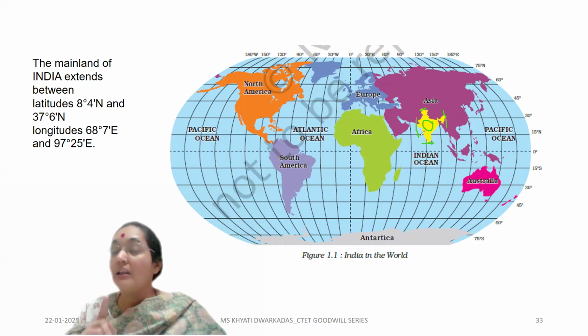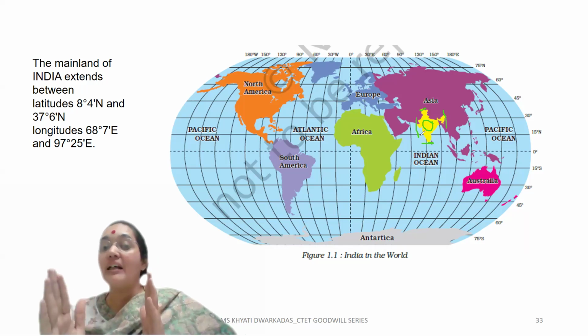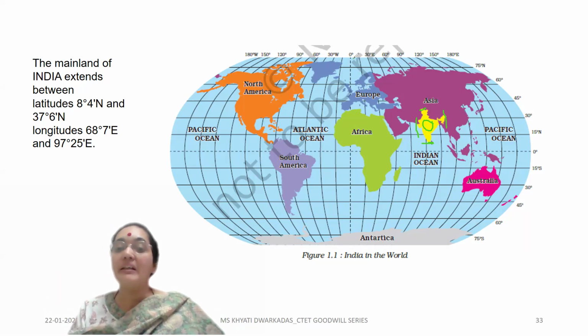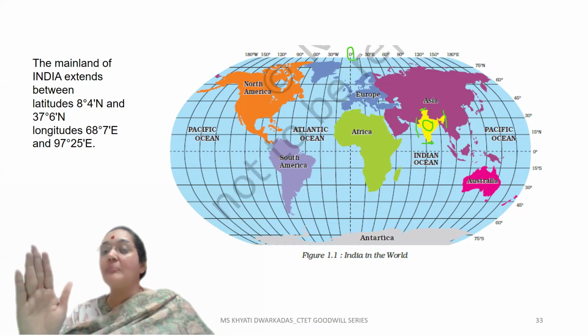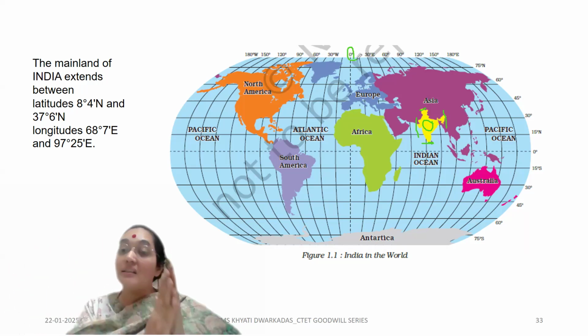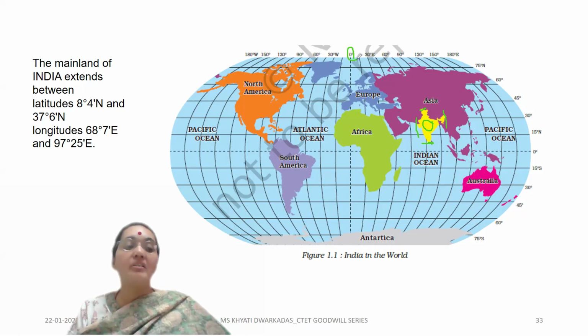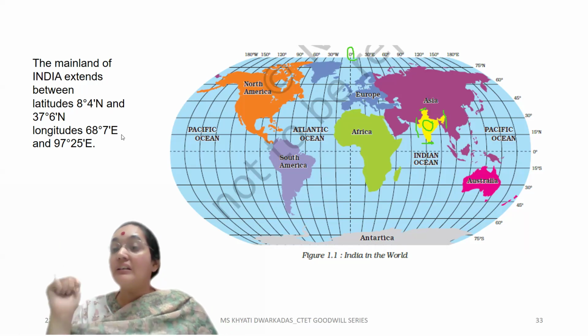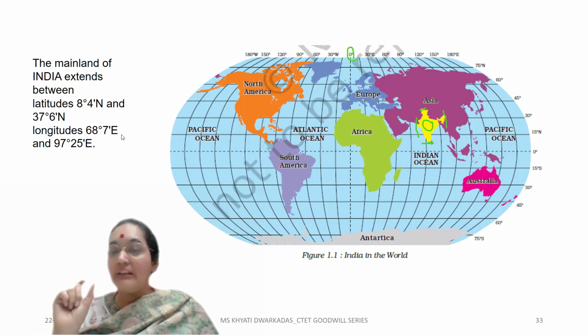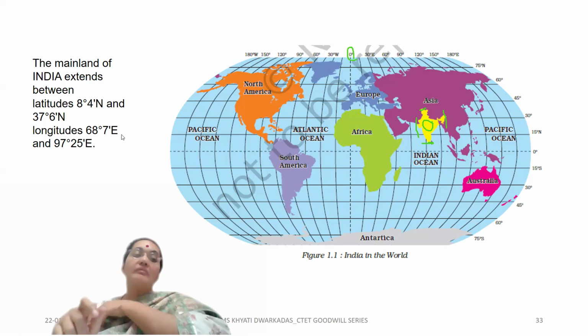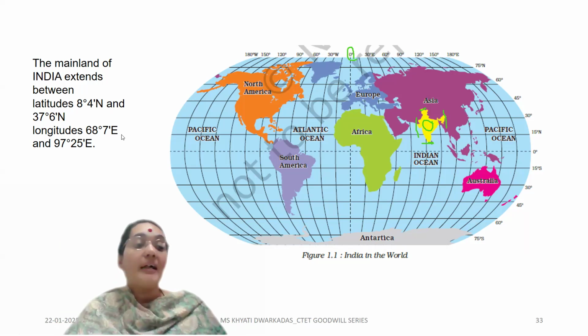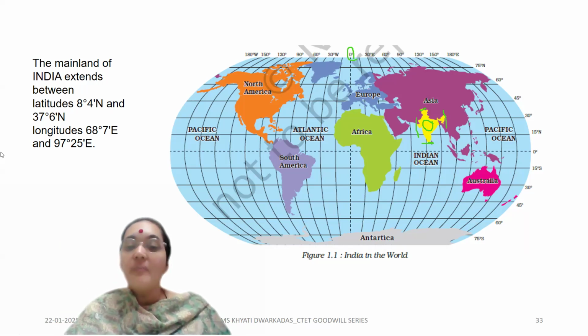Mind you, though I'm calling it the westernmost longitude, it is east of the prime meridian. This is my prime meridian, 0 degrees. And India is on the east of the prime meridian. So India's westernmost longitude will also be written with the alphabet E for east. Without the direction of the latitude and longitude, your answer will go incorrect. So keep that in mind. It is very important that you mention the alphabet.